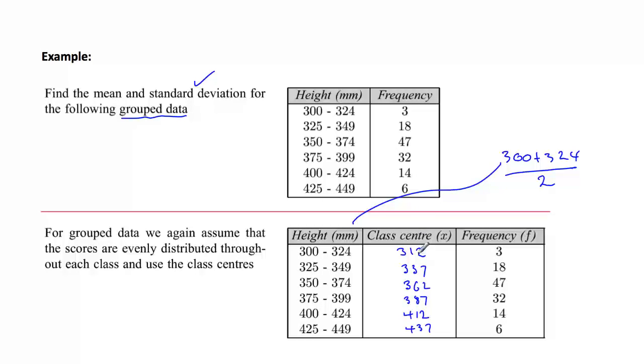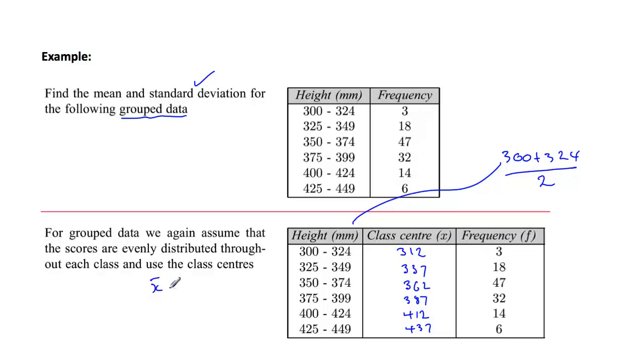Now you're going to use this as your class centre. That's going to be your X value. This is going to be your frequency. So what I want you to do is to put these into your calculator as well. So clear your calculator. Make sure you turn your calculator off then on again so it's all cleared up. And what you need to do is to work out two things for me here.